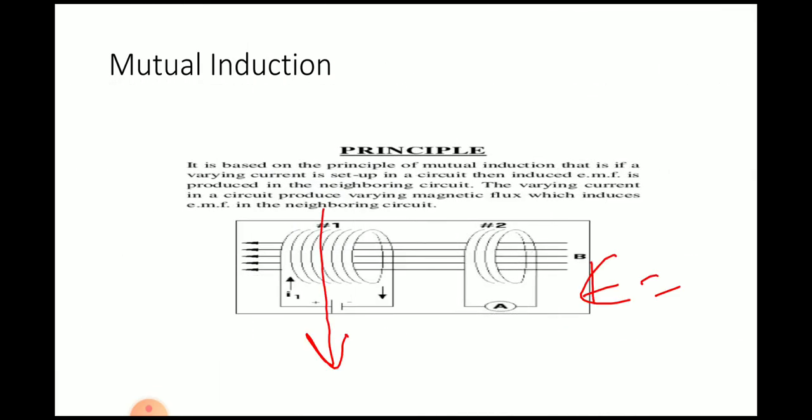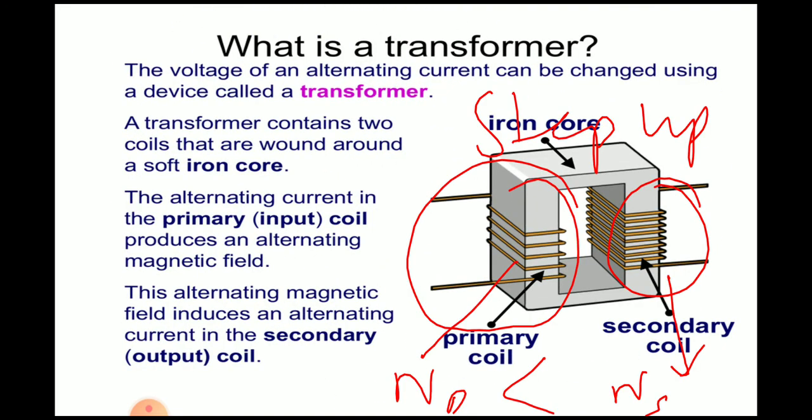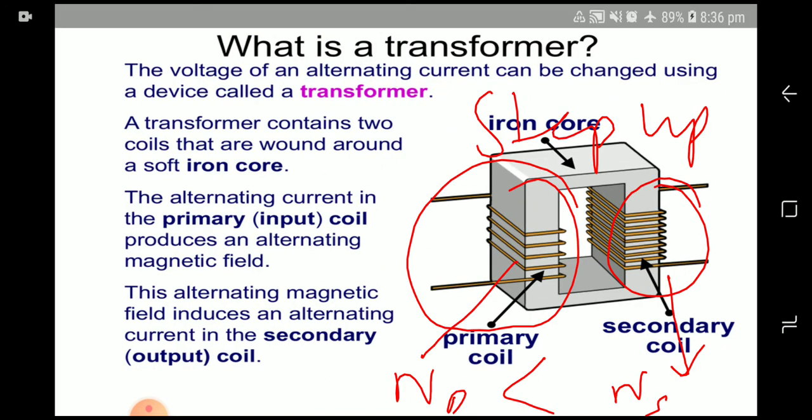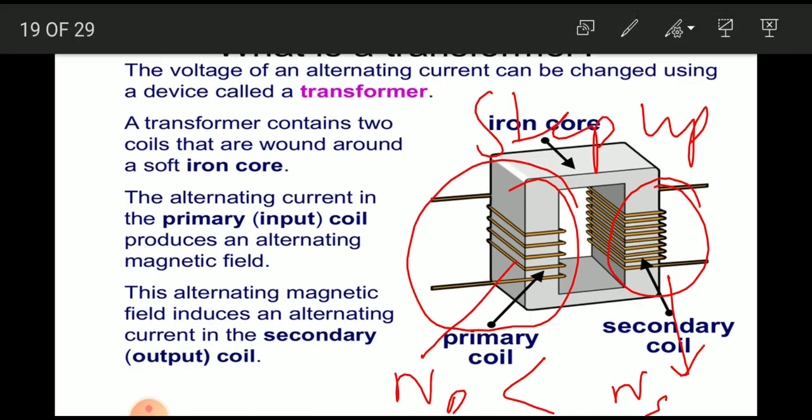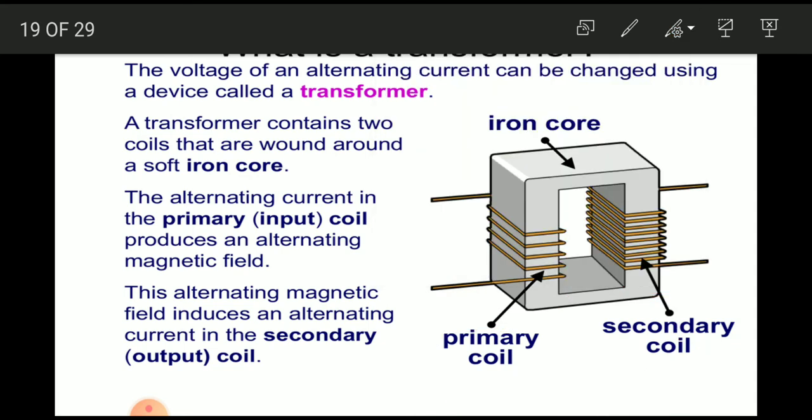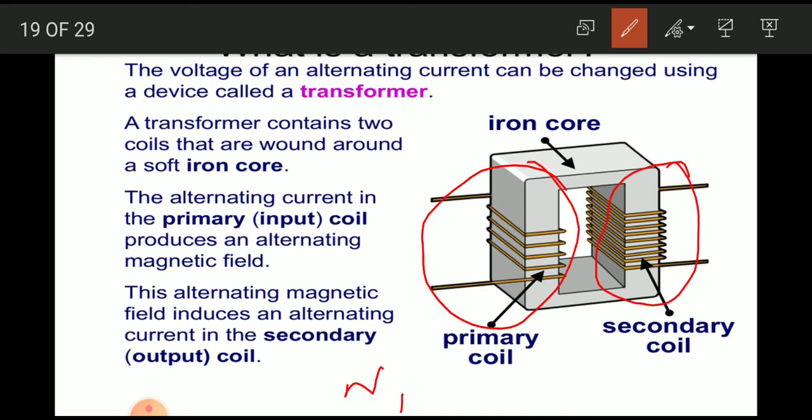Mutual induction, in which current is flowing in one coil and induced EMF is produced in the other coil, is called mutual induction. The working principle of a transformer is mutual induction. This is called the primary coil. This is called the secondary coil. If the number of turns in the primary coil is less than the number of turns in the secondary coil, then the transformer is called a step-up transformer.